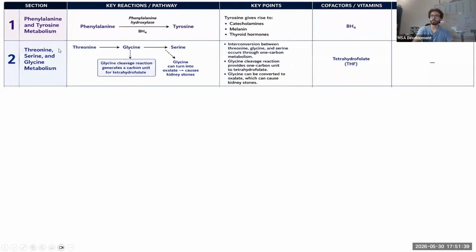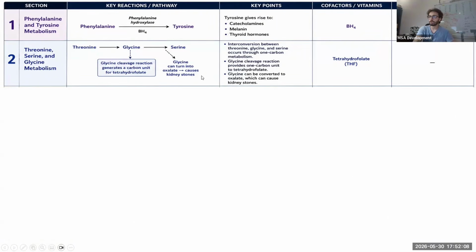Second, we have threonine, serine, and glycine metabolism. All I want you to know is that threonine can be converted to glycine. Hello? Why is glycine important? Because when glycine is converted into its later products, which is oxalate, this oxalate can cause kidney stones. فعشان كده we don't want to have too much glycine because too much glycine means too much oxalate, which means kidney stones. شايفين? Converted to oxalate, which can cause kidney stones.